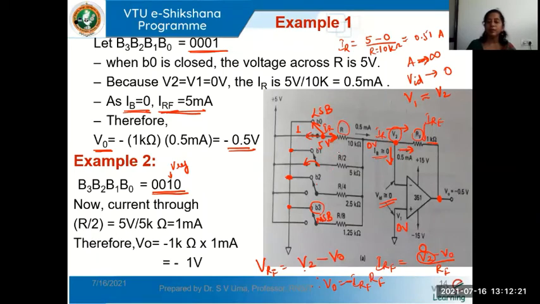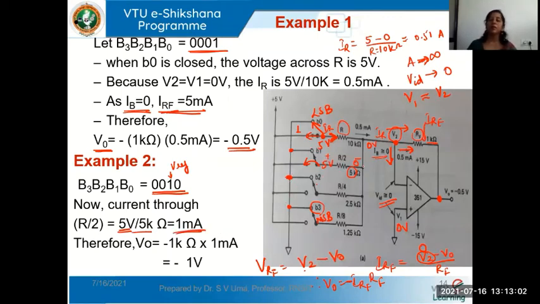Now the resistance value here is R by 2. And what would be the value of current flowing through this resistor? If I consider the voltage drop across this resistor, it would be Vref at this end, 5 volts. The other end is connected to V2, which is 0. So the difference in voltage across this resistance is 5 minus 0, which is 5 volts. And the value of the resistance is R by 2, which is 5K. So 5 volts by 5K, I'm going to get the value of current in this resistor as 1 milliampere.